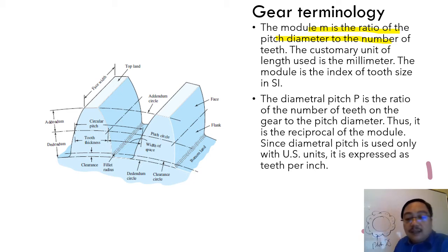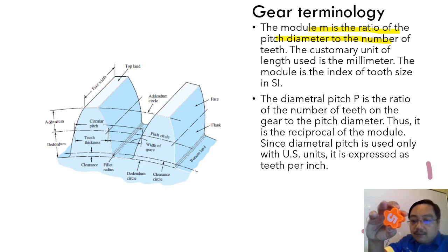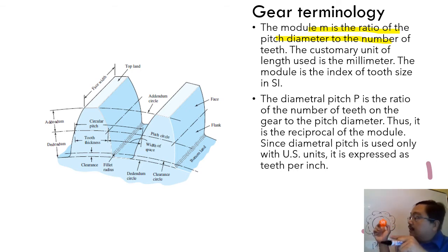Let's say this is a toy. There are five pitches: 1, 2, 3, 4, 5. Let's say the diameter is the middle of this fish. If you know the diameter, you divide the diameter over the number of teeth, and then you get the module.